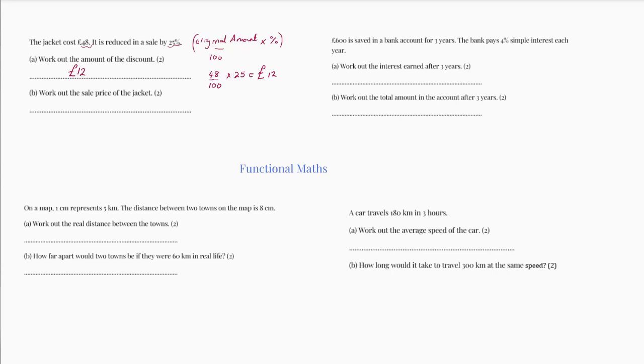Now it asks to work out the sale price of the jacket. Well, that's quite simply a subtraction, isn't it? So the cost of the jacket is originally 48. We're going to subtract the 12, which is the discount. So the sale price is going to be £36. So that question alone is worth 4 marks. And I think that's a really, really solid 4 marks that you should be able to do.